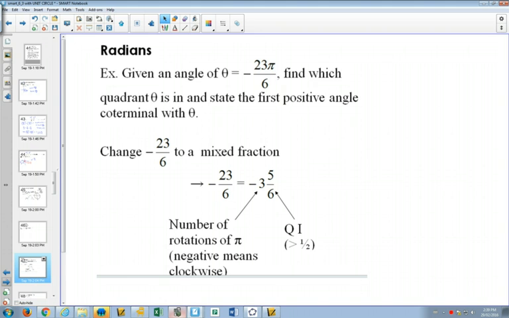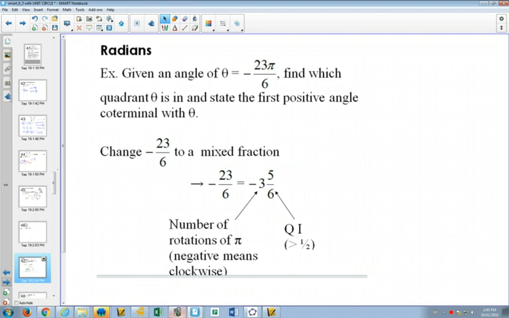With radians, especially if your radian is given to you as an exact value, then it's probably going to be a non-calculator type of question. Of course, you could do the same thing if you had your calculator, but instead of dividing by 360, you'd divide by 2 pi. But if they give you an exact angle, like negative 23 pi over 6, the technique that I find very helpful is to change it to a mixed fraction. So negative 23 over 6 is negative 3 and 5/6.